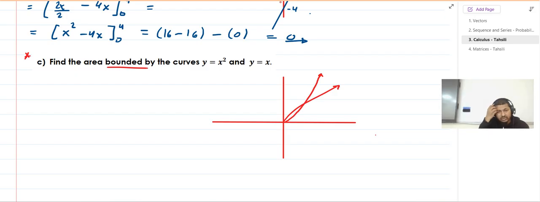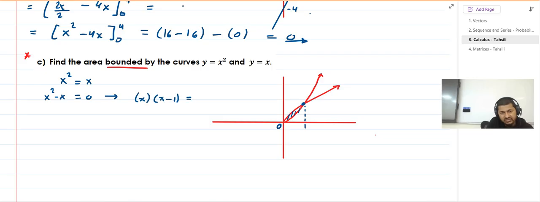Now we need to figure out where the points of intersection are. This is the area that I want to find. So there's the quadratic function from 0 to 1. Why 1? Because those are the points of intersection, 0 to 1. How do we find points of intersection? We can say x squared is equal to x, x squared minus x is equal to 0, x into x minus 1 is equal to 0. So x is equal to 0 or x is equal to 1. Those are the points of intersection.